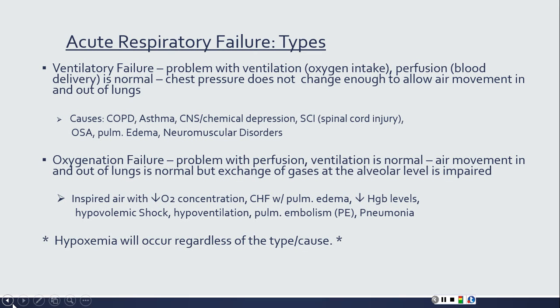Causes of ventilatory failure, we've got COPD, asthma, central nervous system changes. What type of central nervous system changes could you think of? How is it involved? CNS depression, yeah. What would cause the CNS depression? Drugs, definitely. Morphine, trauma, absolutely. Spinal cord injury is another one, and that's kind of connected to the CNS depression. What types of drugs? Our narcotics, morphine, Dilaudid, Demerol, all that good stuff, depresses that nervous system function.